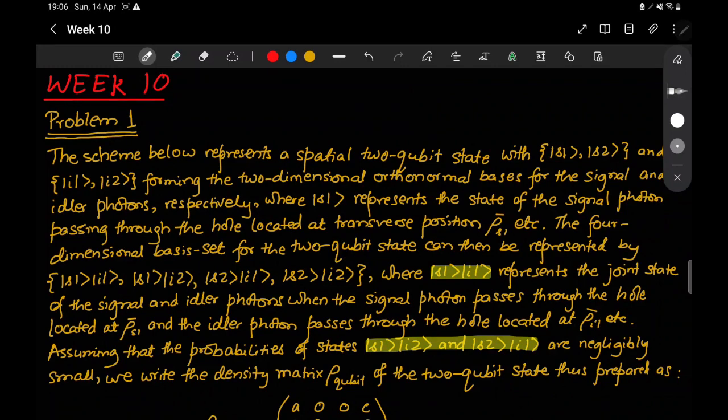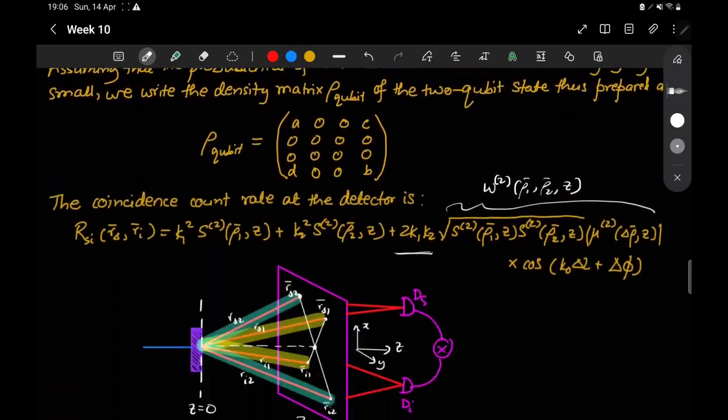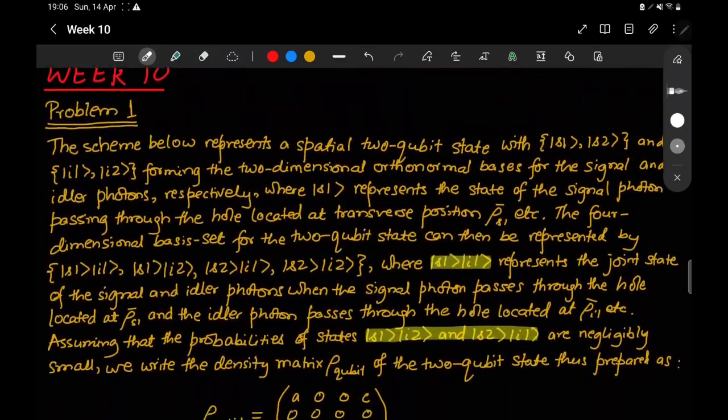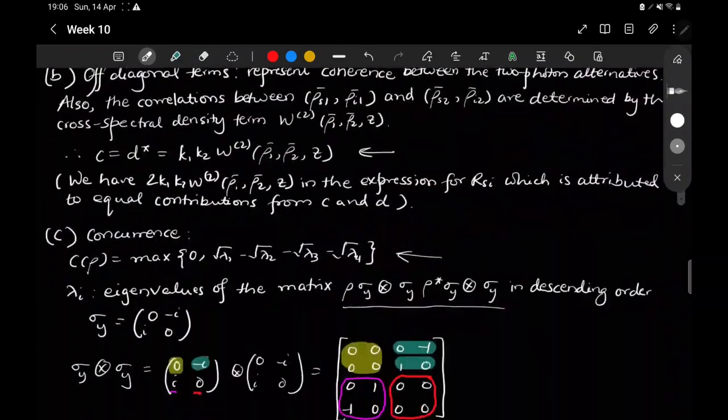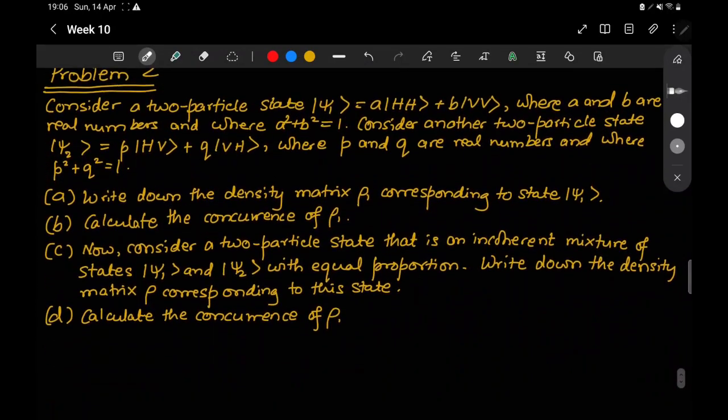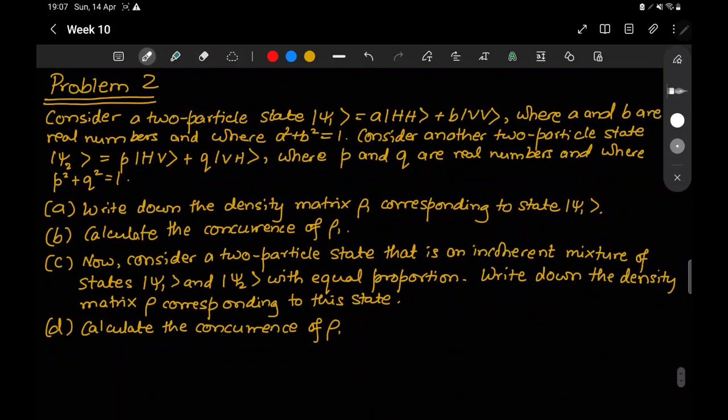Welcome to week 11, the penultimate week of the NPTEL course on coherence and quantum entanglement. This week, first we will complete the problem set of week 10. We did not attempt problem number 2 of last week's session. So first we will complete this and then we will move to the problem set for week 11.